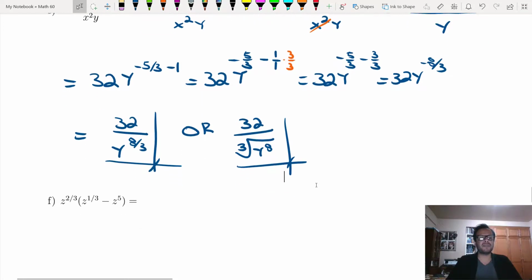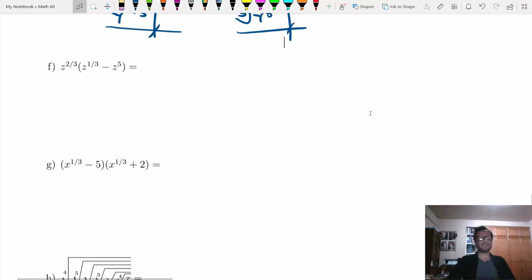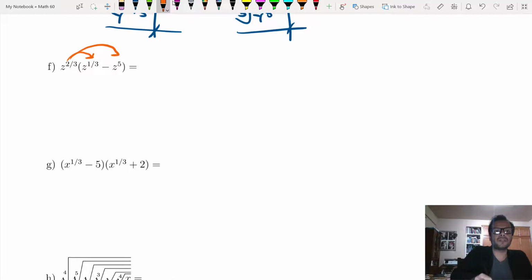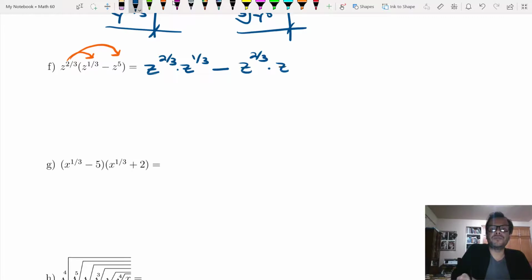Okay, let's look at another example, letter F. For letter F, we are going to use the distributive property, right? So for letter F, distribute and distribute. Okay, so what are we going to get initially? So initially we are going to get z to the 2/3 times z to the 1/3. All right, minus, because of the minus in between, z to the 2/3 times z to the 5th power.